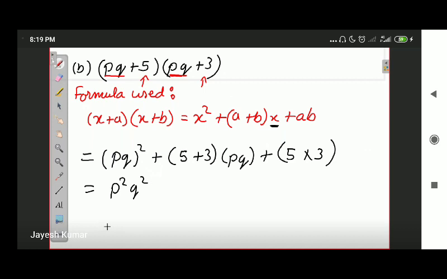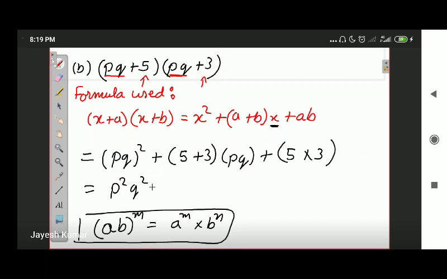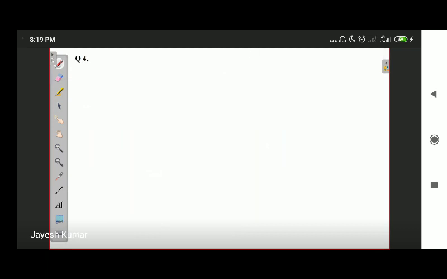How? In exponents we learned that a to the power m into b to the power m is equal to (ab) to the power m. So (pq)² is p² q², plus 3 plus 5 is 8pq, plus 15. So this will be your final answer. Fine, so we have applied the formula (x + a)(x + b). We have done question number 4.